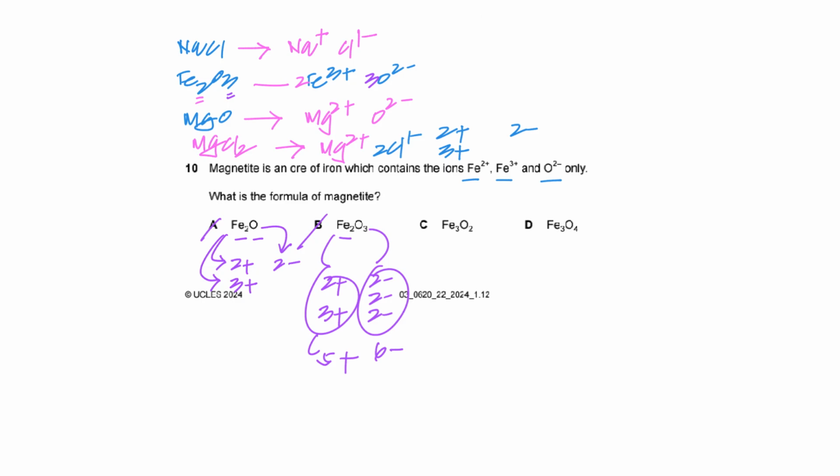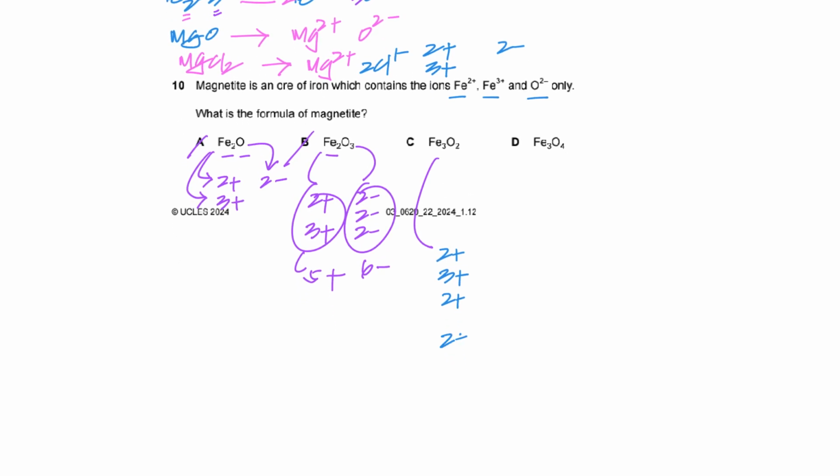Fe3O2. Now, if you look at Fe3O2, there are 3 iron ions, right? So 2+ and 3+ is a must, but the third iron ion can be a 2+, or it can also be a 3+. So there are two possibilities. Either the third iron ion is a 2+ or it's a 3+. But one 2+ and one 3+ must exist. That's what it says right here, that it must have a 2+ and a 3+ and an O2-. Now, oxygen is in group 6, so it has a 2- charge.